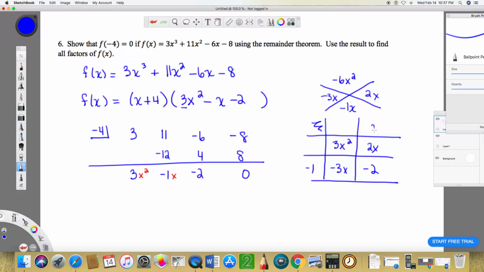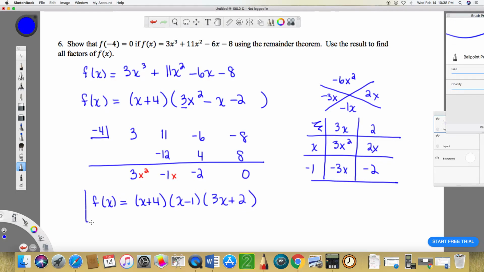These are both even numbers, so they have a 2. The 2 and 3 are prime, but they both have an x. And here I've got both of these that have a 3, and they both have an x vertically. So that helps me to now have this factored completely. I've got the x plus 4 that they gave me, the f evaluated at -4 is equal to 0. And now I have factored this using the x method to get x minus 1 and 3x plus 2.